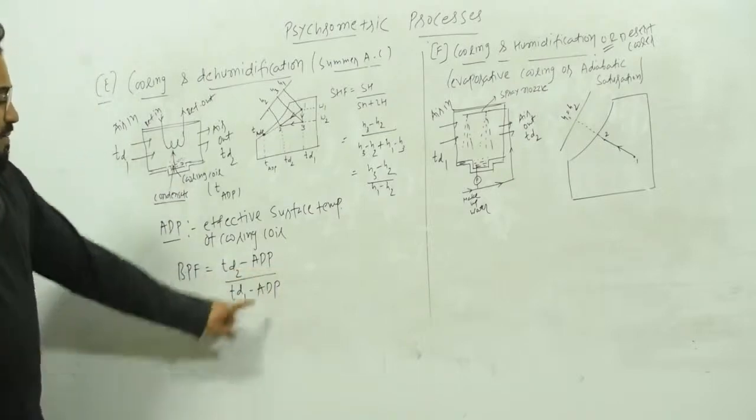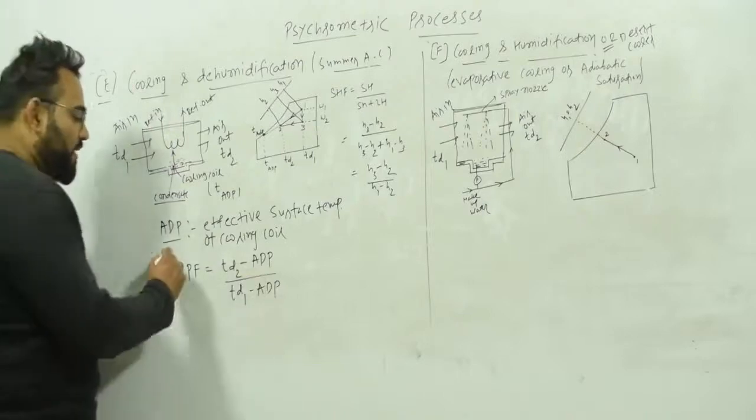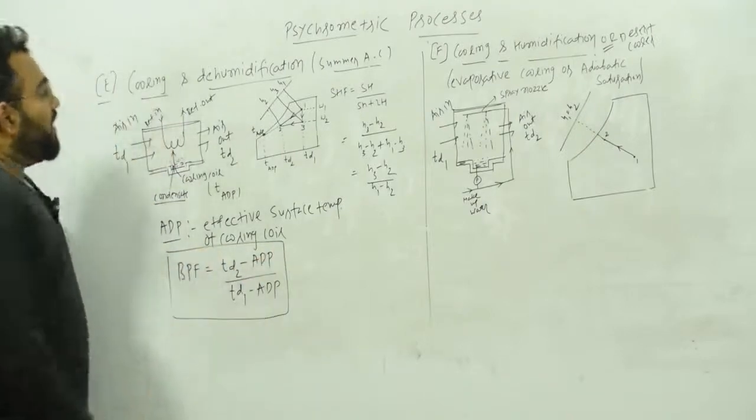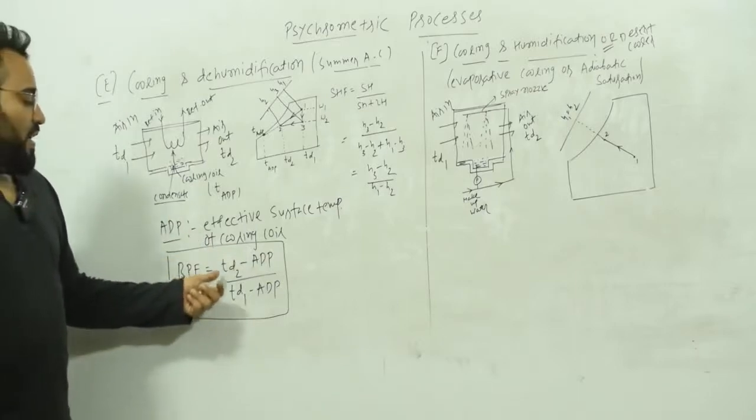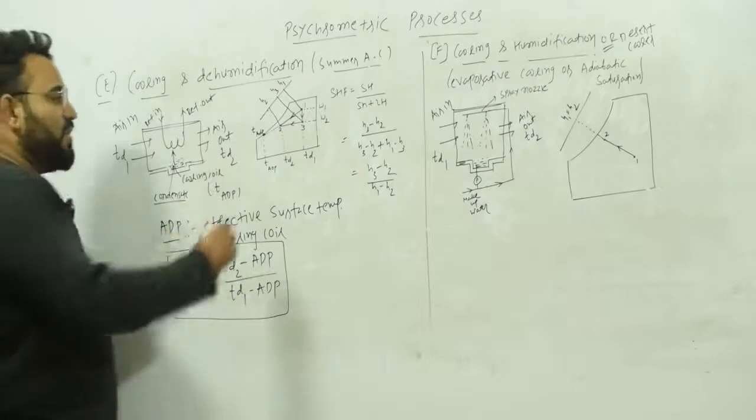So it is nothing but, instead of TD3, we write ADP. Same thing. Okay, so the bypass factor for the cooling and dehumidification process is (TD2 minus apparatus dew point) upon (TD1 minus apparatus dew point). Now let's see all this process over here.